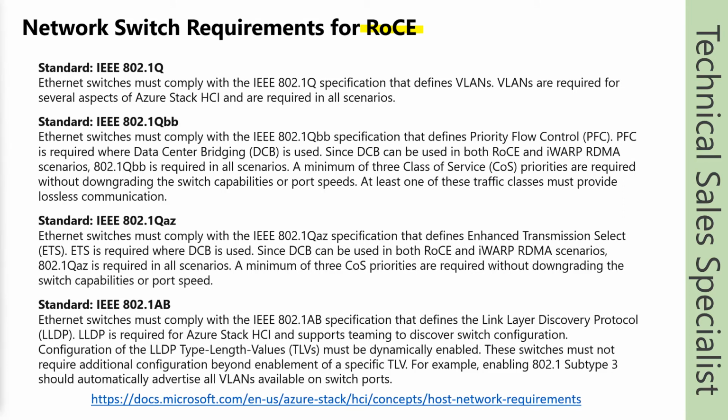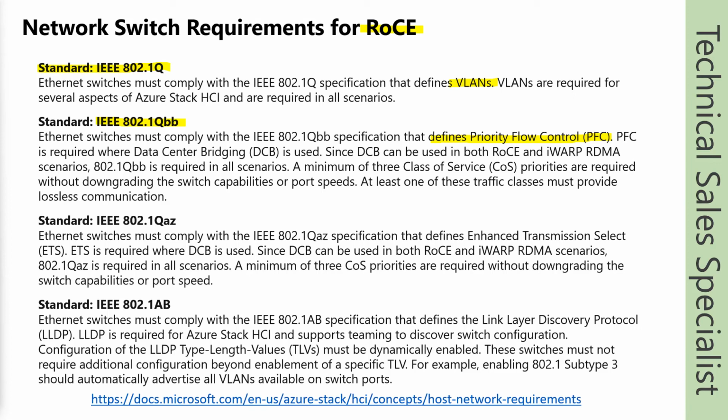The first requirement is 802.1Q. It's the VLAN specification. I mentioned for RoCE, we need the VLAN tags to provide the traffic classification. We need the IEEE 802.1Qbb standard. It defines the priority flow control. We must prioritize our storage traffic in our RoCE configuration to ensure that we will not have any data packet drops on the network for the storage traffic.